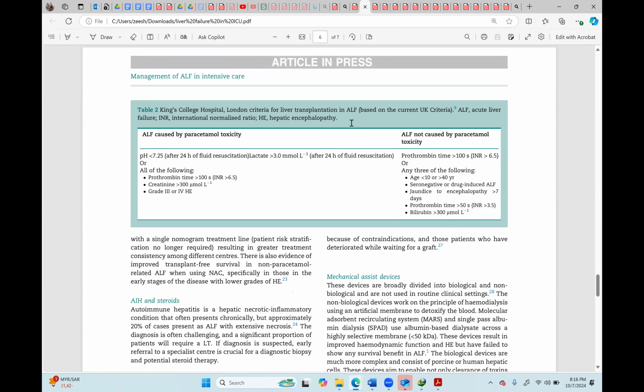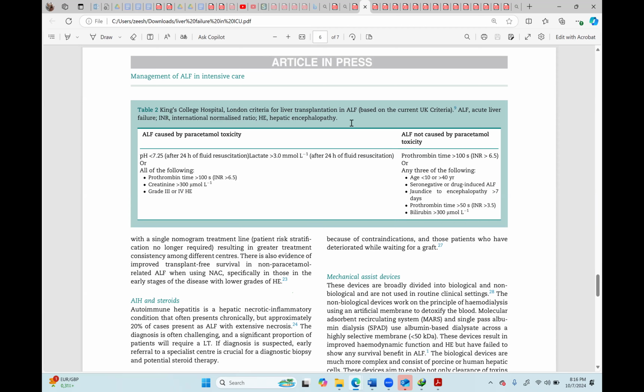So if it is pH less than 7.25 and lactate more than 3, and prothrombin time more than 100, creatinine more than 300, a grade 3 or 4 hepatic encephalopathy. Okay. So if it is not related to paracetamol, then there are some other things.